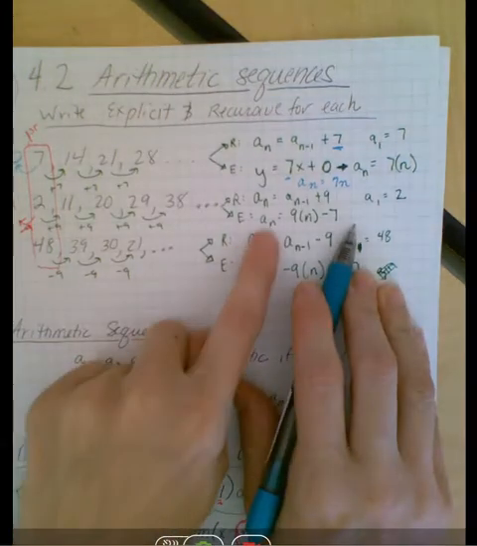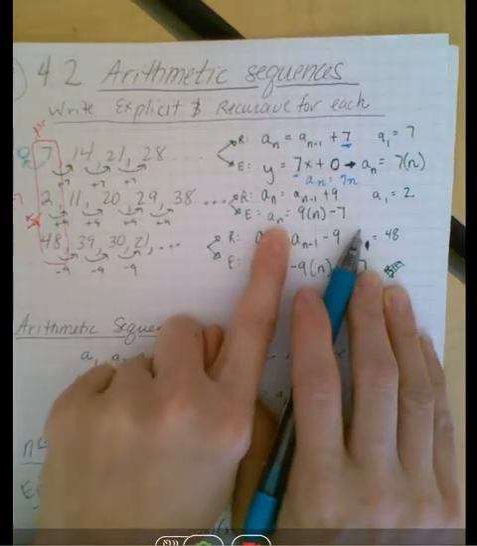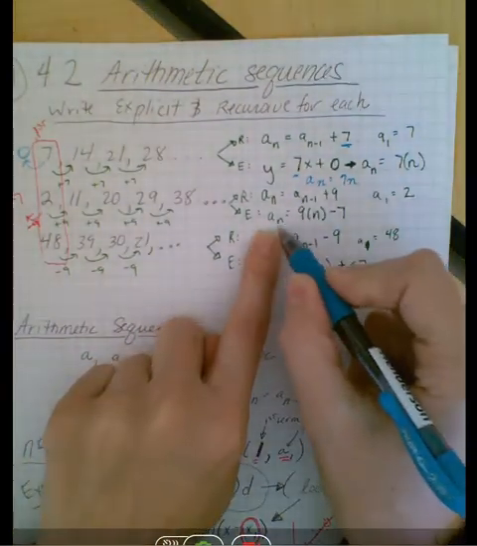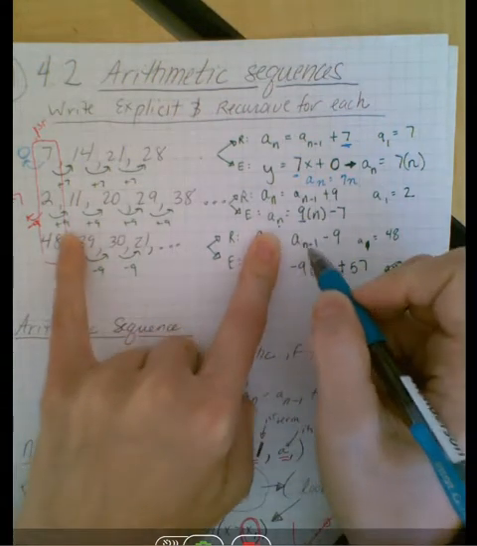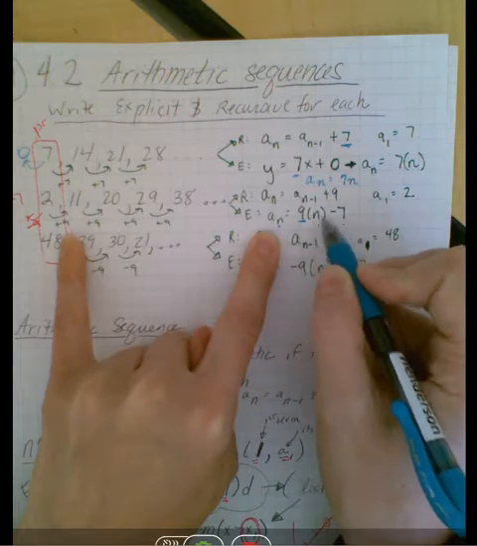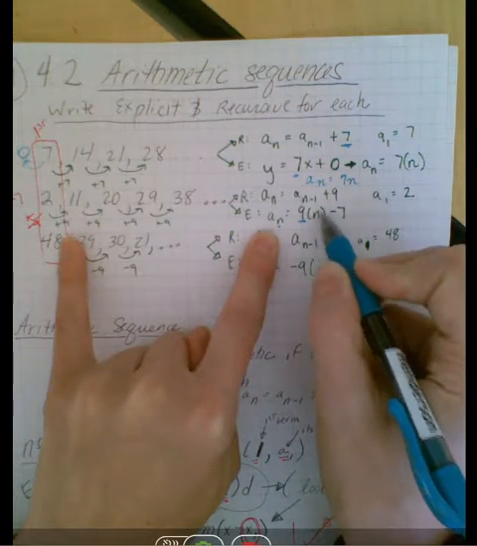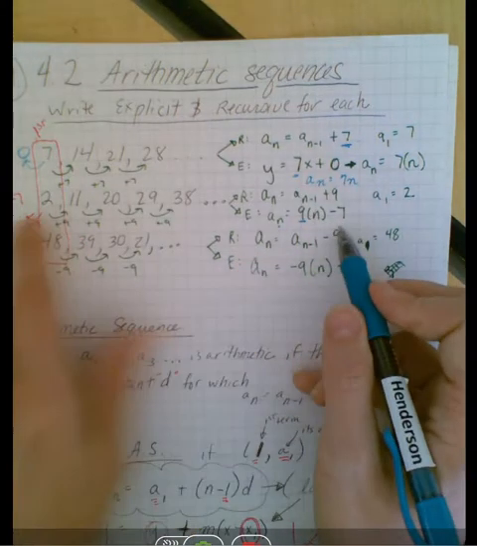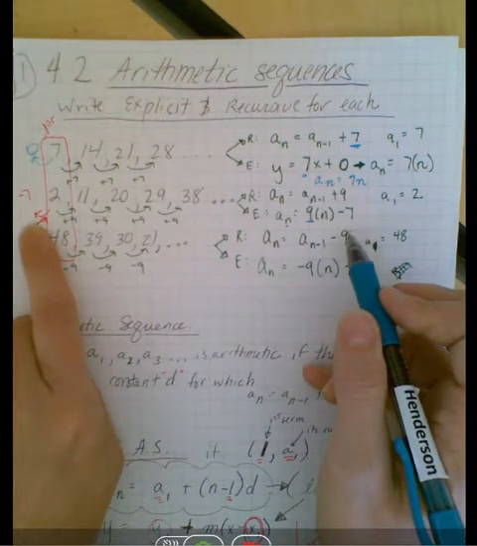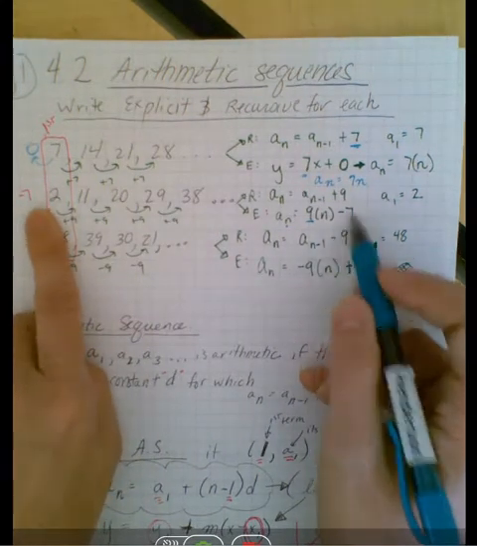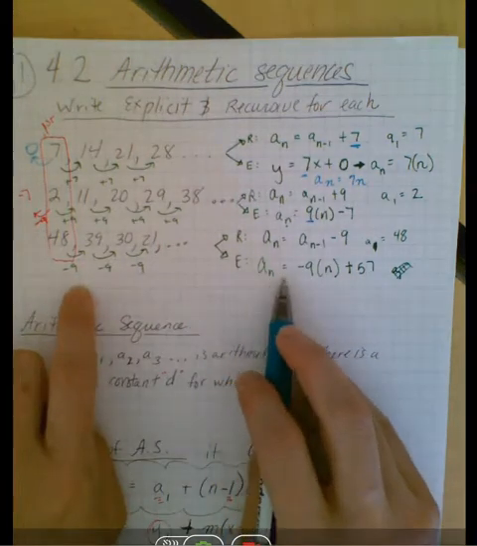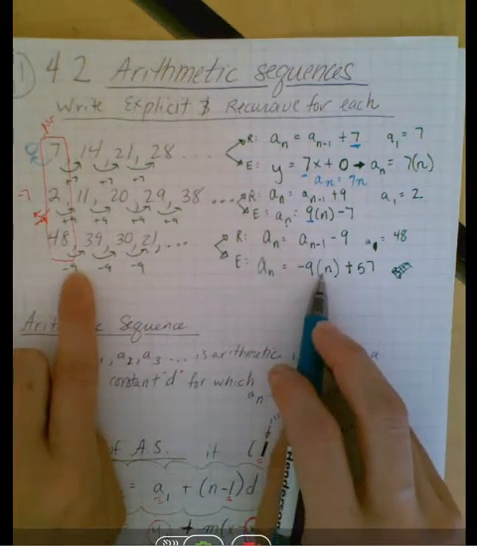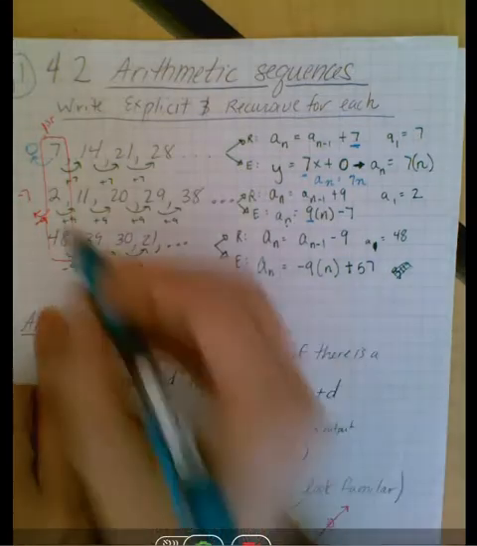Here I have that my output of my nth term can be found by taking my slope or my common difference of 9, multiplying it by n, the placement of that term. And if I go back 9, I can see that my 0 term is negative 7. Boom. Last one, a sub n is equal to negative 9n plus 57.